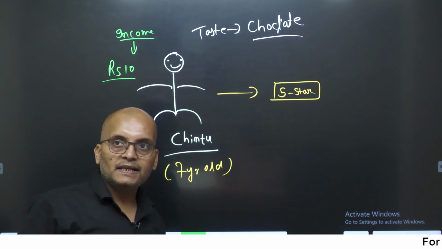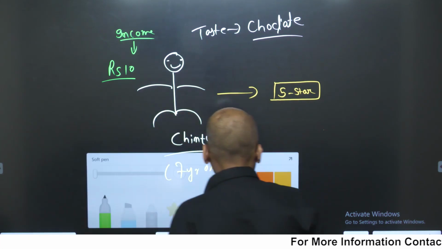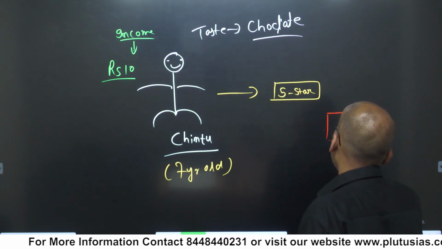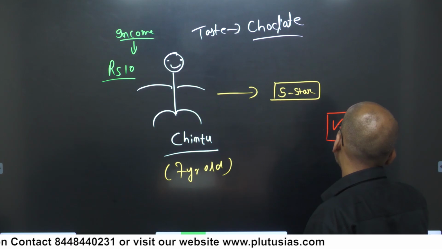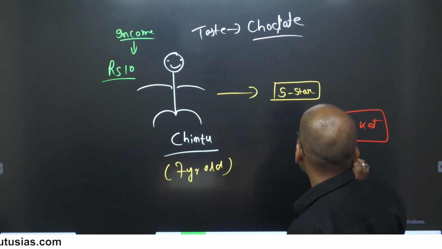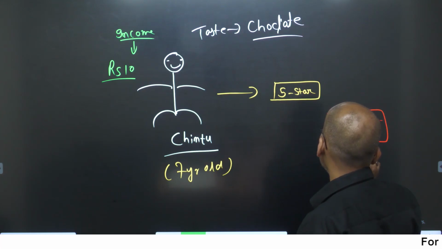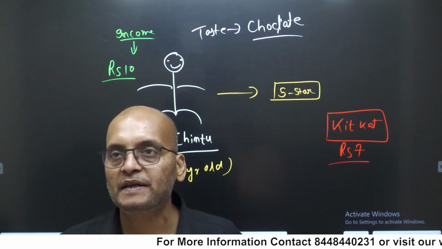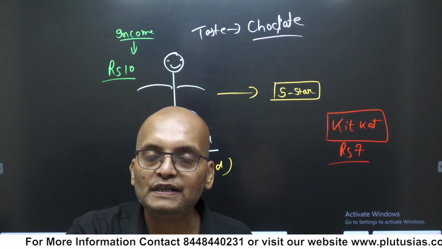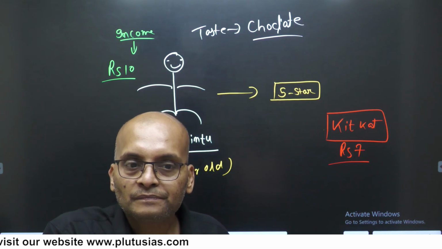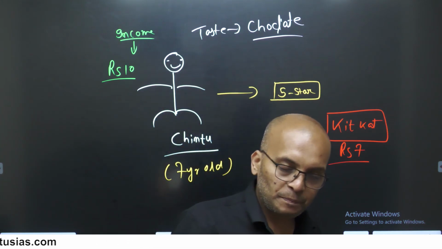Now, what happens is that another chocolate comes in the market and its name is Kit Kat. And the price of Kit Kat is 7 rupees. Now tell me, what will Chintu do? He will purchase Kit Kat? Yes or no? Price of Kit Kat is 7 rupees.